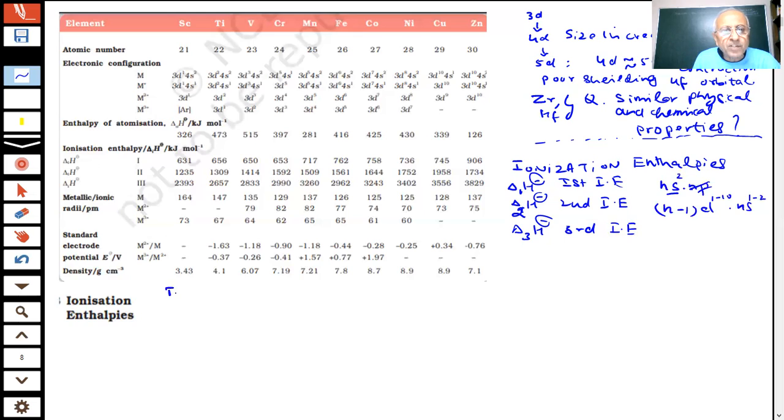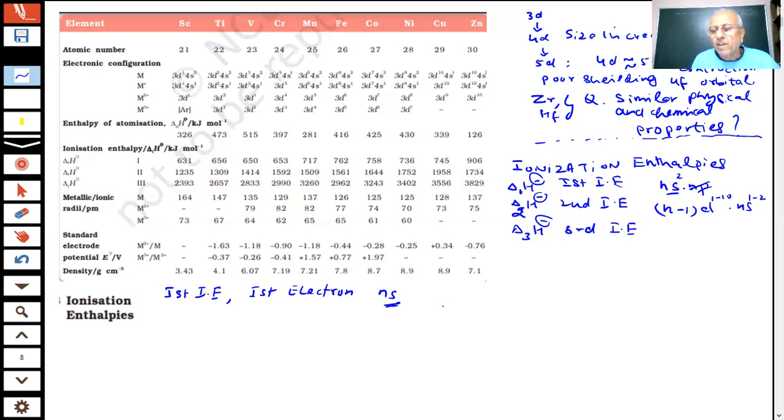The first electron will go from where? The first electron will be removed from ns, which is the outermost. So after you remove one electron, what will happen?